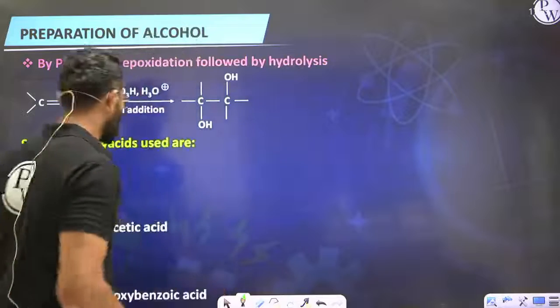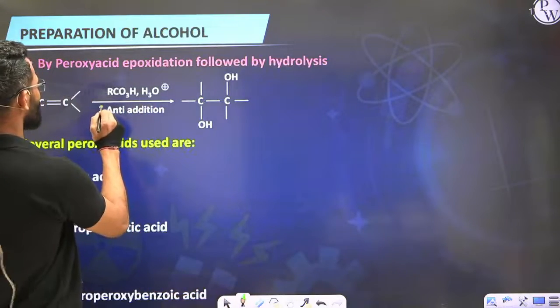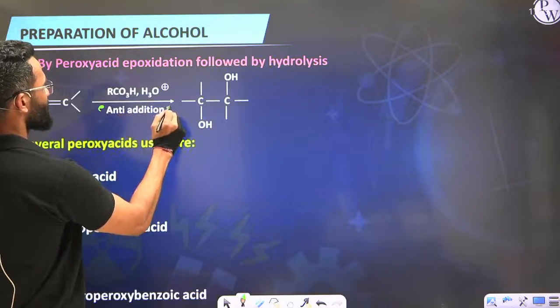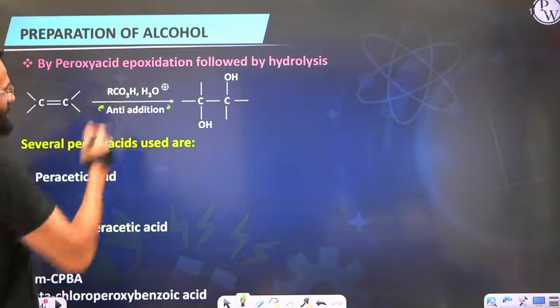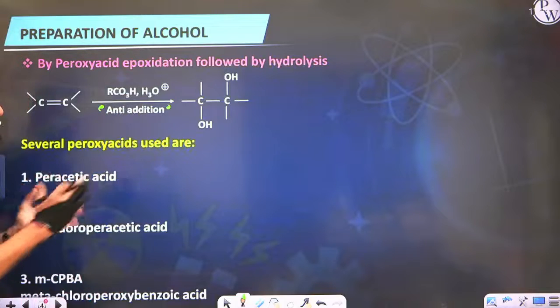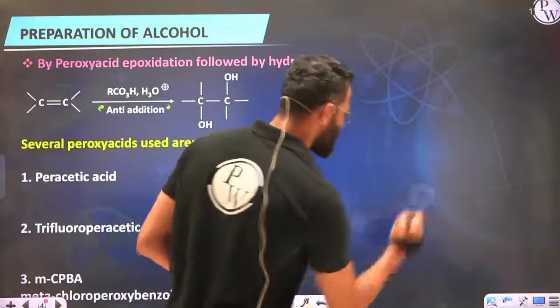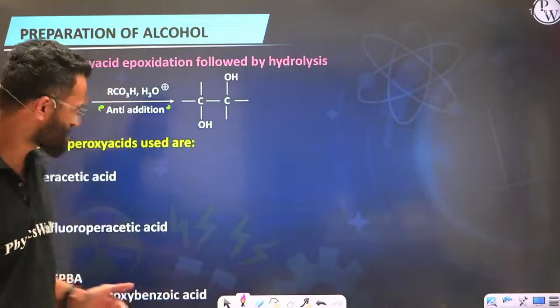So the important feature of this reaction is, the earlier one was syn addition when you use cold dilute KMnO4. Now peroxy acid epoxidation followed by acid hydrolysis is going to be anti-addition. Well guys, there are a lot of things to learn here for us. Let's take it one by one. First, let's talk about the peroxy acids.